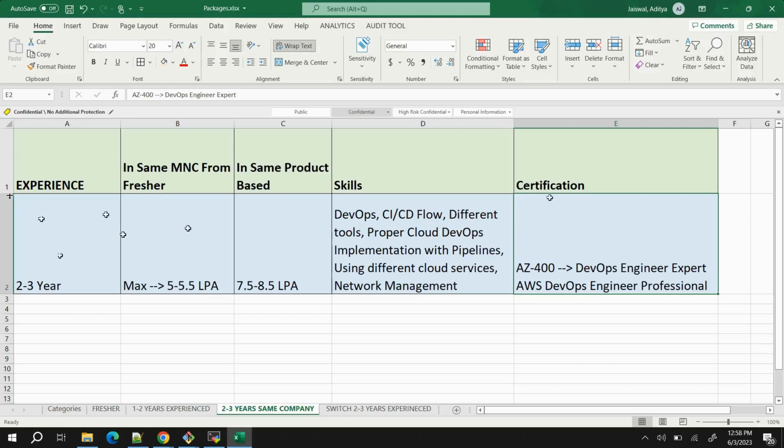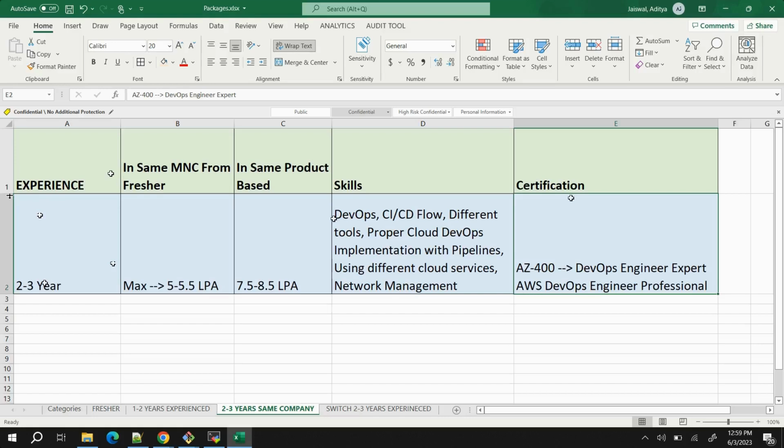Okay, so after 3 years experience, if you are in Azure, you should go for AZ-400, which is the DevOps Engineer expert level, and which is very good for you. Because after 3 years experience, if you are switching now, and in your resume you have written that you have completed the AZ-400 exam, it's really good. If you are in AWS, you can go for AWS DevOps Engineer Professional.